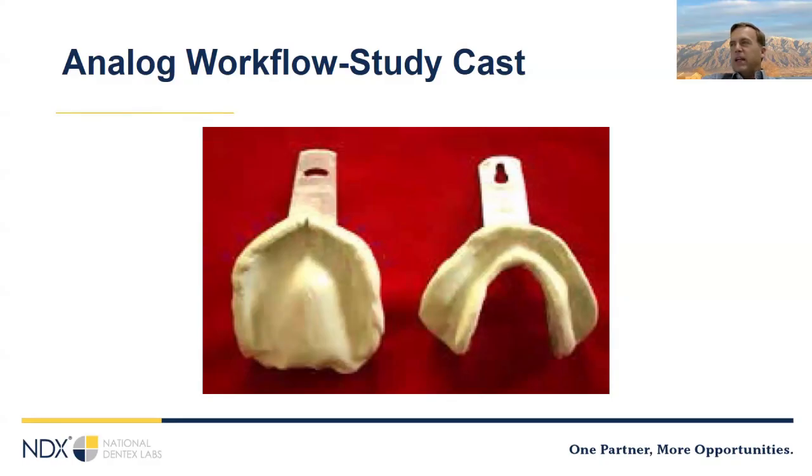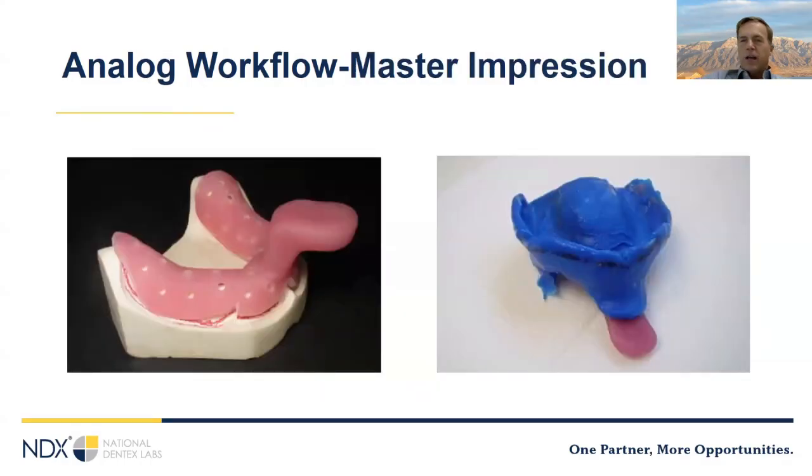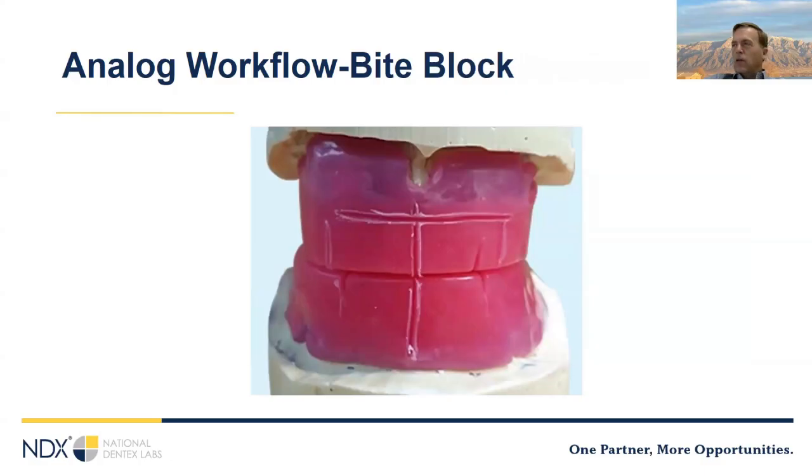So one of the advantages of doing a study cast for your first impression is that then you can do a custom tray, which will get good uniform thickness of impression material, and it'll allow you to border mold the case. If you border mold the case, make sure you let your laboratory know, because then we will duplicate the extensions of your impression on the prosthetic. We'll talk about how we do that when we get to the digital workflow.